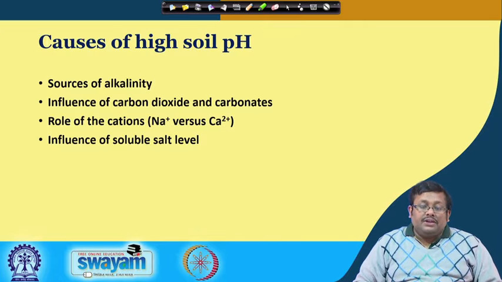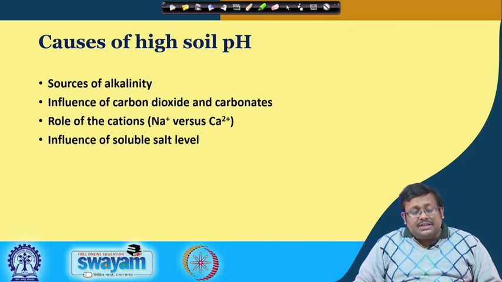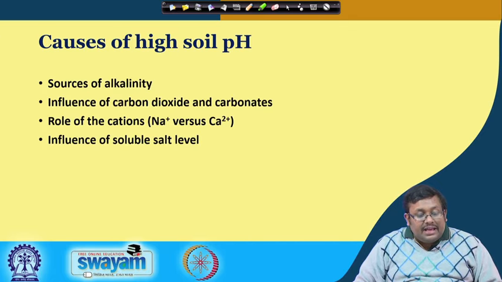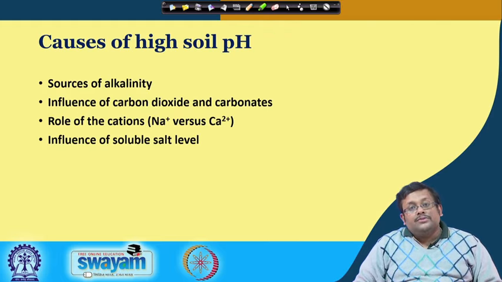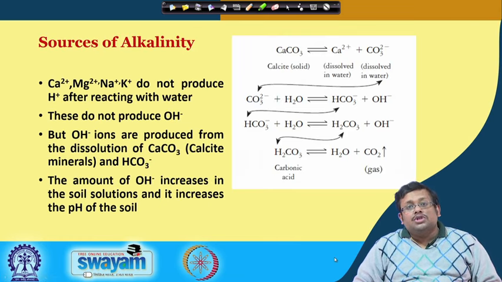First of all, there are different sources of soil alkalinity, and also there are influences of carbon dioxide and carbonates for development of soil alkalinity. Finally, there are roles of cations like sodium versus calcium, and then influences of soluble salt levels. So, we will discuss them one by one. So, let us start with the source of alkalinity.